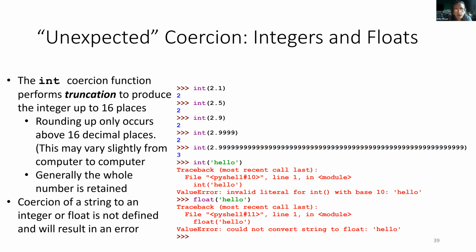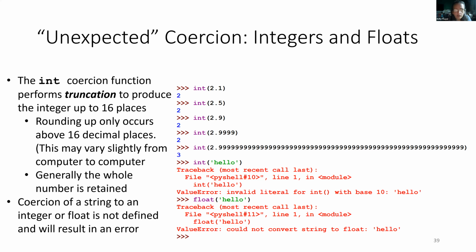So continuing on with the unexpected coercions, integers and floats, the int coercion function performs truncation to produce the integer, up to 16 places. Now you may actually get a little bit of difference on your different machines. The number of decimal places it goes out to is basically going to be a really large point. If you go up to 16 places, this is 16-bit. You may have up to 32-bit on your machine, or you may see some variation of that.